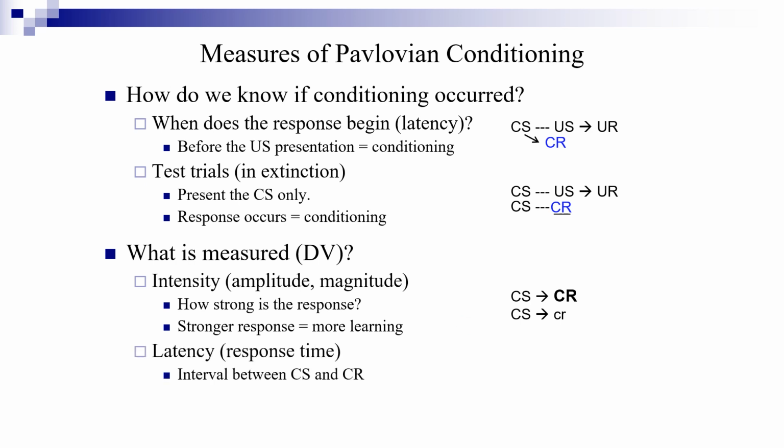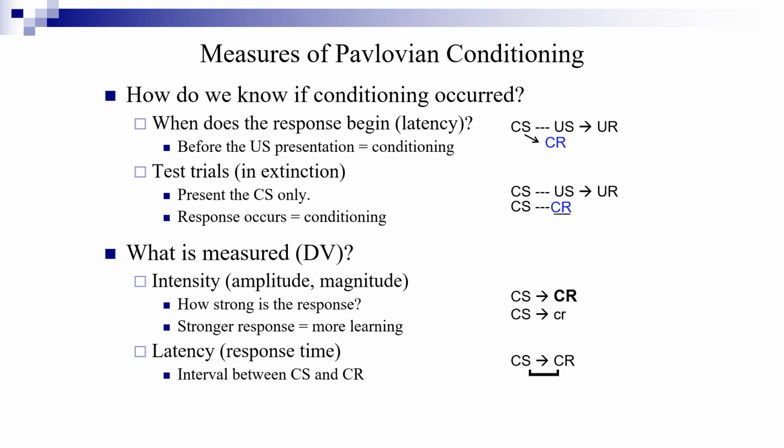And again, like I said earlier in the slide, we can also talk about latency or response time. That would be the interval of time between presentation of the CS and when we see the CR. So we can measure the time gap here, and then see what kind of response interval we're talking about, what kind of latency between that stimulus being presented and the response actually occurring.